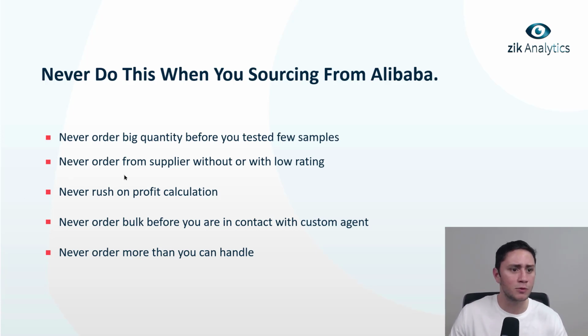Number two, never order from a supplier without a rating or with a low rating. So if there is no rating at all, no social proof, no information, don't order from him. If he's been less than 1 year on Alibaba, don't order from him. If there is a low rating, people complain, don't order from him as well. Never rush on profit calculation. I repeat it again. Never order bulk before you are in contact with a customs agent.